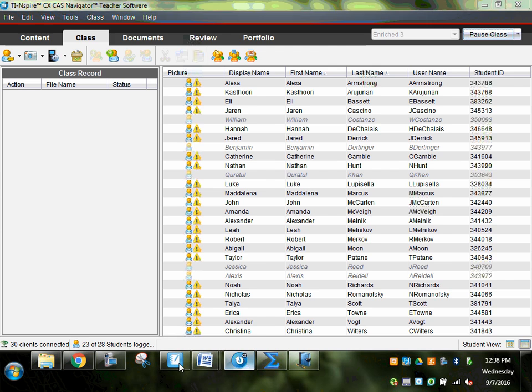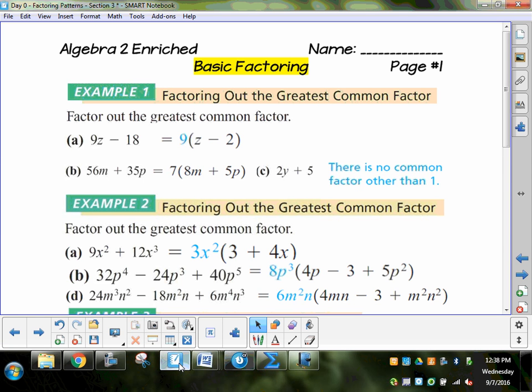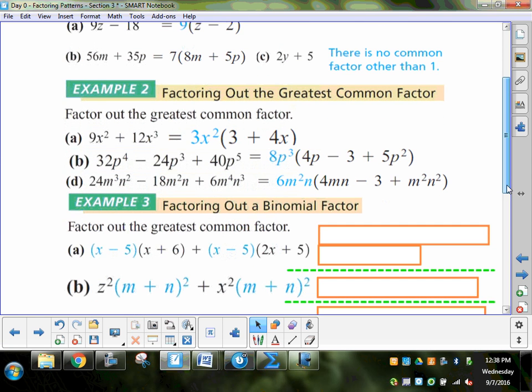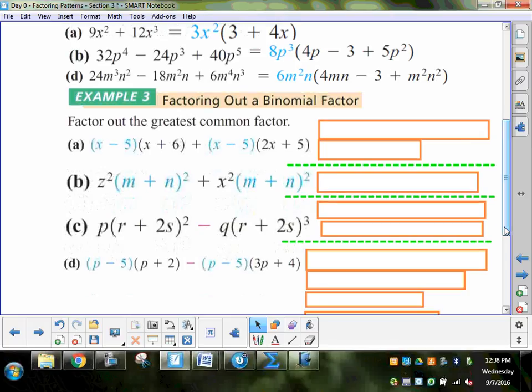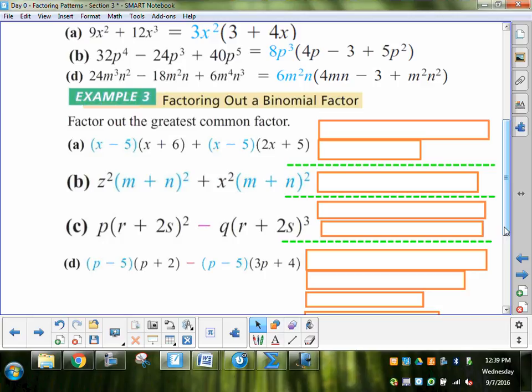I don't think we need your calculator for much today, but some of you might. Looking at the greatest common factor, the way of approaching it is to make sure you understand what even a binomial is. A binomial is 2 terms separated by addition or subtraction, and a term can be either a variable or a constant.